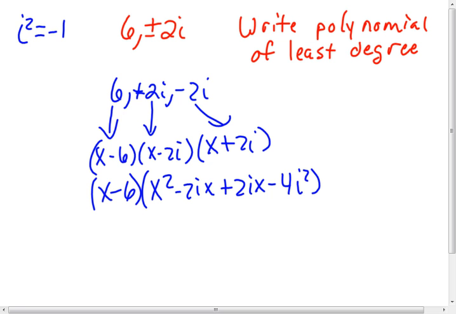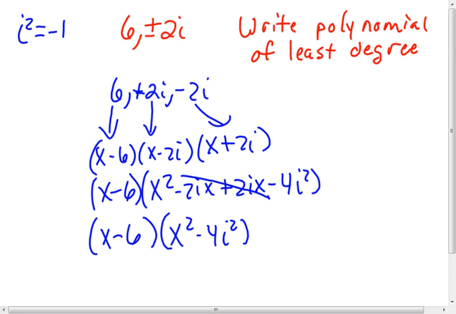We still have the x minus 6, bring that down. Now notice that the two numbers in the middle conveniently equal 0 when we add those together. So we can rewrite that polynomial as x squared minus 4i squared.